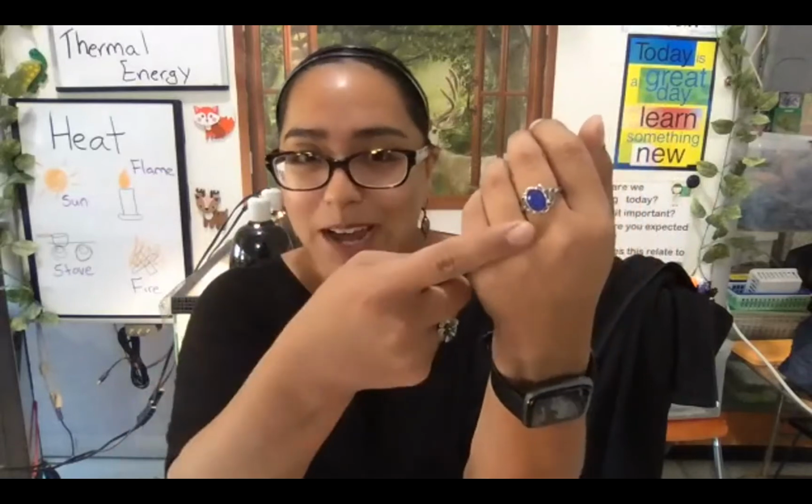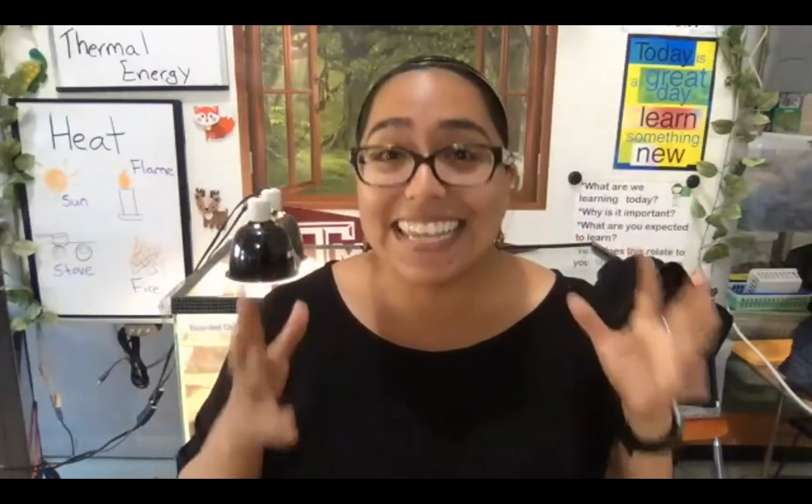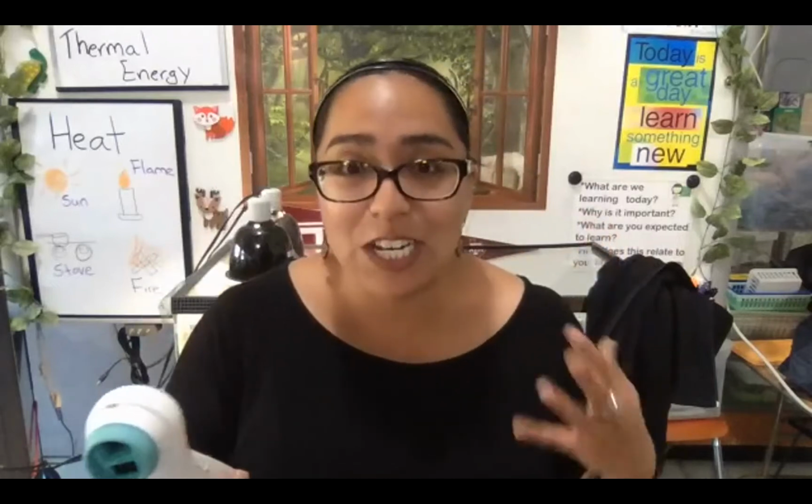So we're going to keep track of my ring and the colors that it changes as I go through this presentation. So right now it's blue, but we're going to see what other colors it can change as we move on. And that is because, guess what? Your body has heat too. So I'm pretty sure you guys are familiar by now with thermometers. So the thermometer is measuring your body temperature, the amount of heat you have.